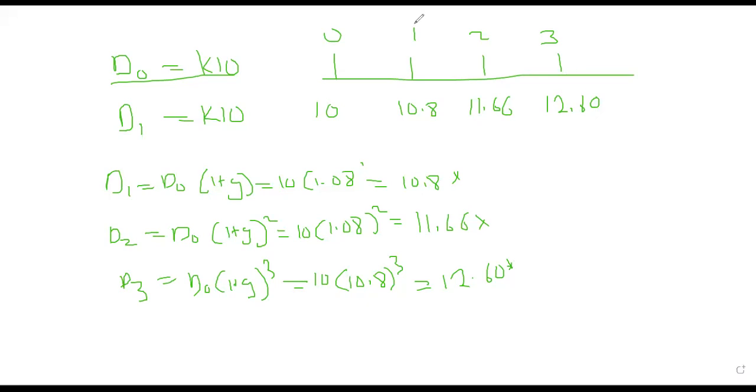Now, this is for the assumption that the growth rate for the first 3 years is 8%. Now, suppose the growth rate changes from 8% to 6%. Can somebody guess how we get the dividend for year 4? We multiply this by 1.06, which is 13.35.